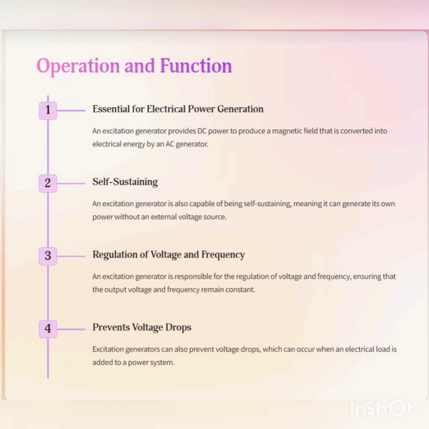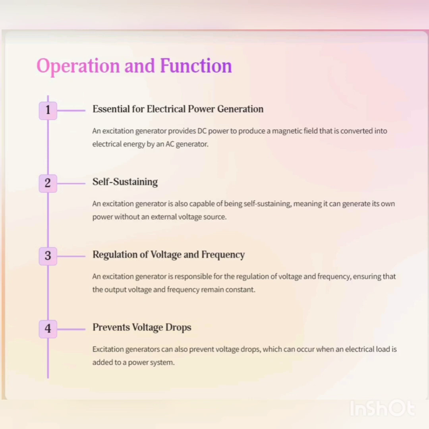I'm here today to explain about excitation generator operation and function. It is essential for electrical power generation. An excitation generator provides DC power to produce a magnetic field that is converted into electrical energy by an AC generator. The second one is self-sustaining. An excitation generator is also capable of becoming self-sustained, meaning it can generate its own power without any external voltage source.